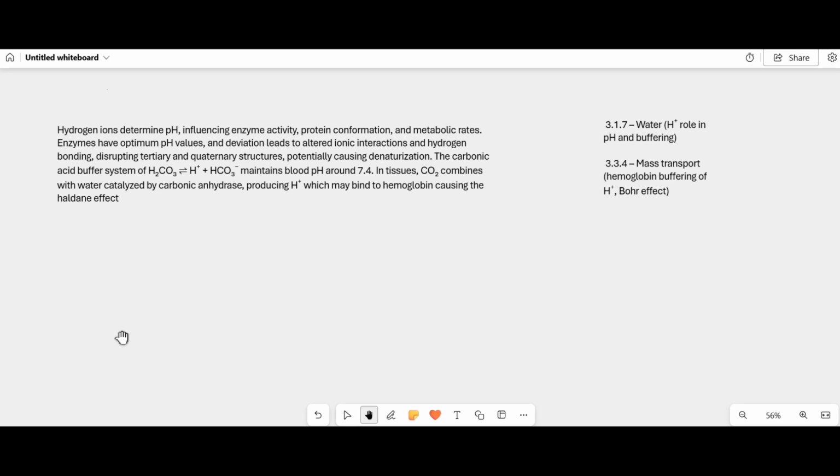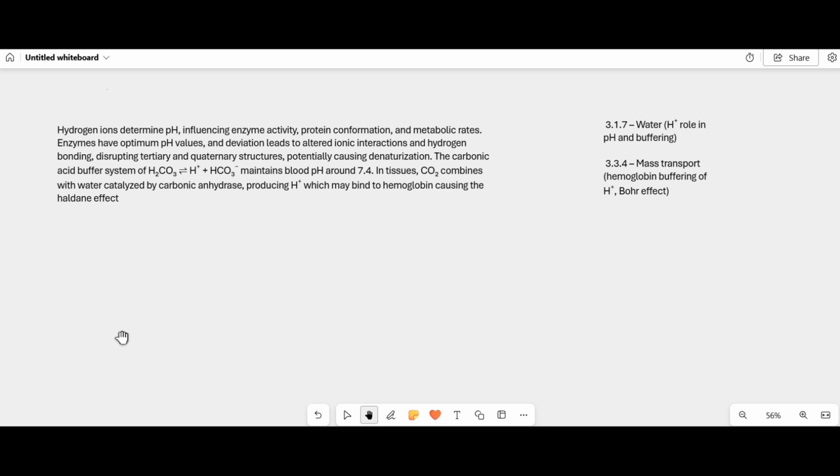Hydrogen ions determine pH, influencing enzyme activity, protein conformation, and metabolic rates. Enzymes have optimum pH values, and deviation leads to altered ionic interactions and hydrogen bonding, disturbing tertiary and quaternary structures here. So obviously that's what makes it A-level, by talking about tertiary and quaternary structures. In the tertiary structure, you've got ionic interactions and also hydrogen bonding. So having different hydrogen ions is going to make the pH different, maybe more acidic. That's going to denature it by altering the hydrogen bonds, interfering with it.